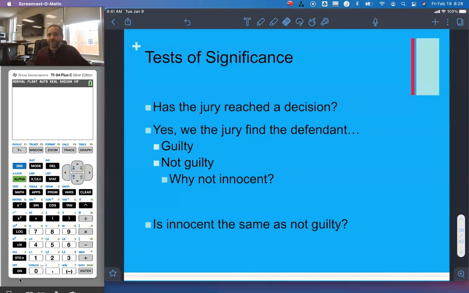It relates to juries. When you have a jury and they make the decision, they say, we, the jury, find the defendant guilty or not guilty. They do not say, we, the jury, find the defendant innocent. Why not? Think about it this way. Could someone be found not guilty and still have committed the crime and gotten away with it? So does not guilty mean that they are innocent? And so phrasing is really important here.